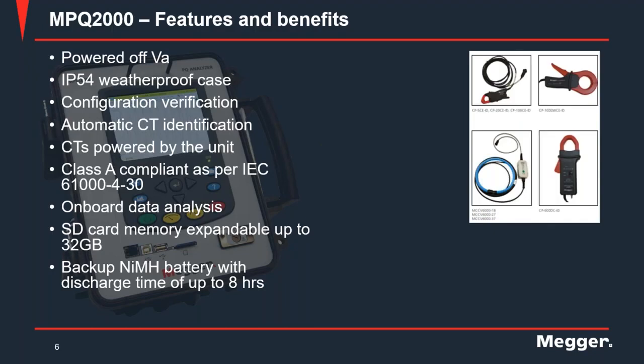We provide different types of CTs as accessories. We provide rope CTs. We provide split core clamps, a clamp which is capable of measuring DC as well as AC. And these CTs have different ratios on it. And the unit identifies the CT ratio when you directly connect the CT. The CTs are powered by the unit, so they do not rely on a battery.